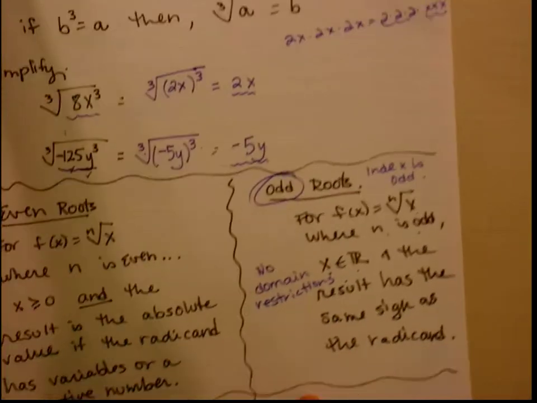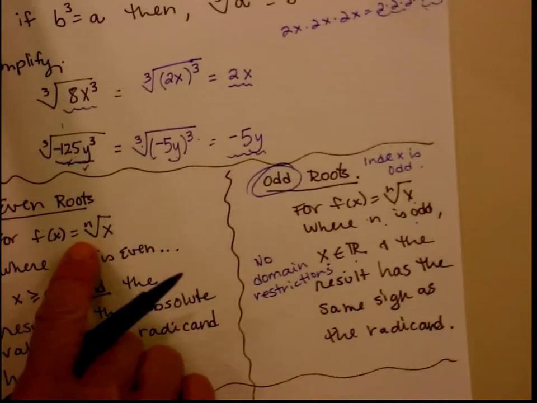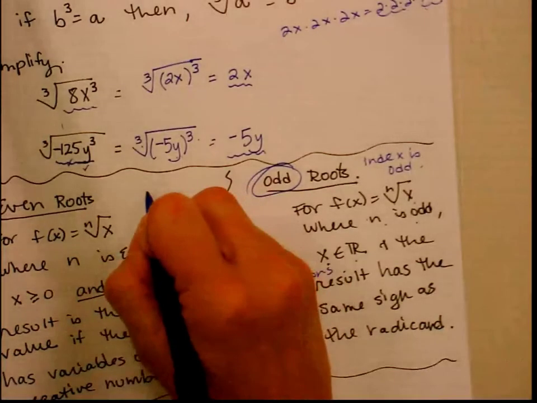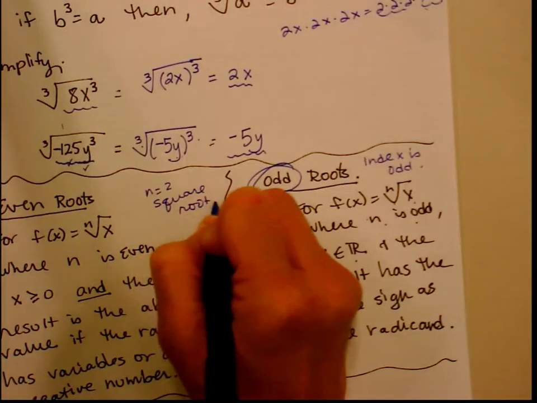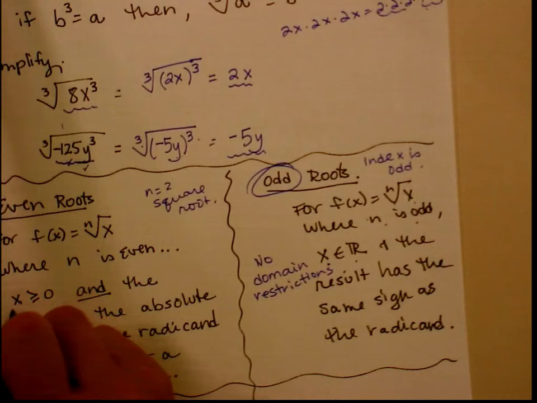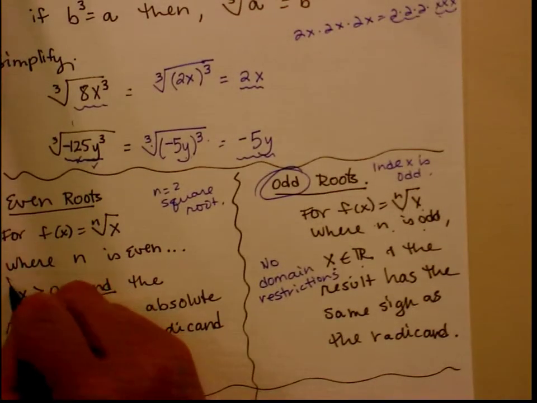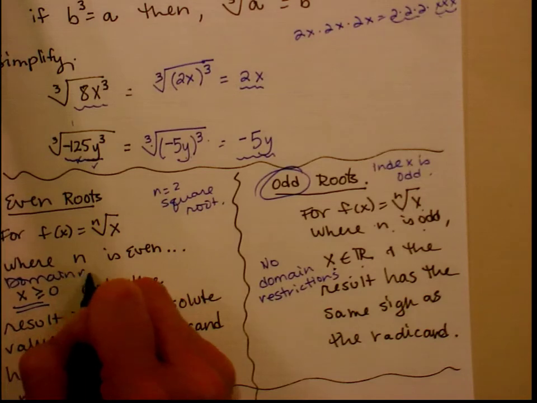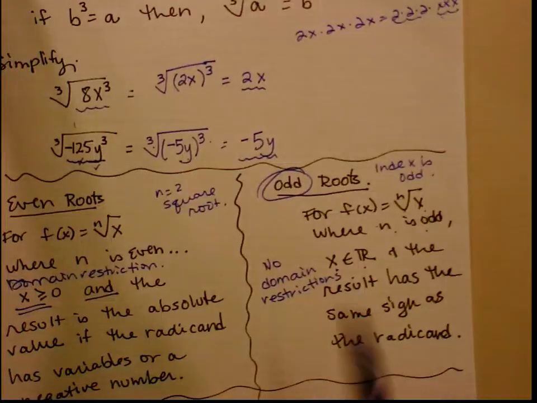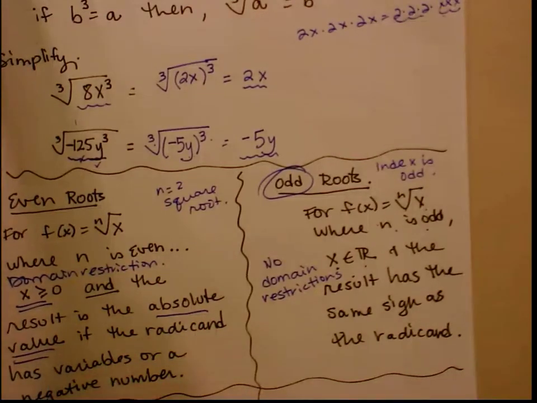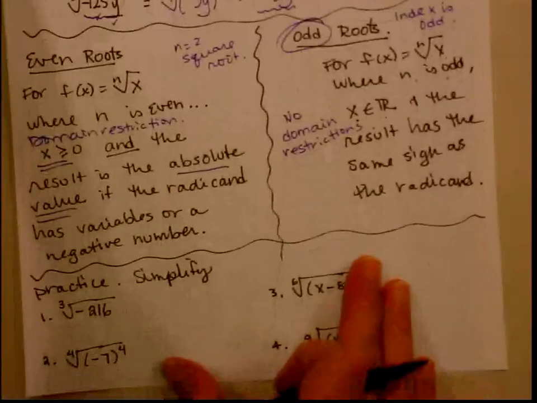Okay. Now, if you have an even root, f of x equals the nth root of x where n is even, like square root or 4th root. Okay, then we write, this is our domain restriction, that the radicand has to be greater than or equal to 0, and the result is the absolute value if the radicand has variables or a negative number. Okay, absolute value, just 10.1. Here we go. So let's go ahead and practice.